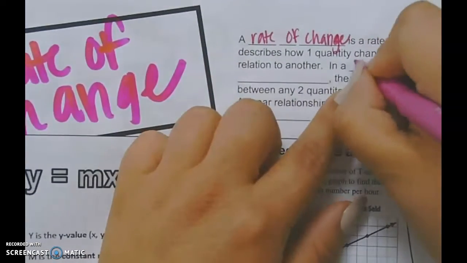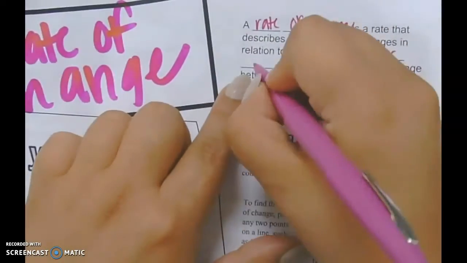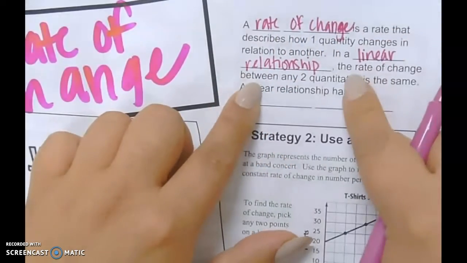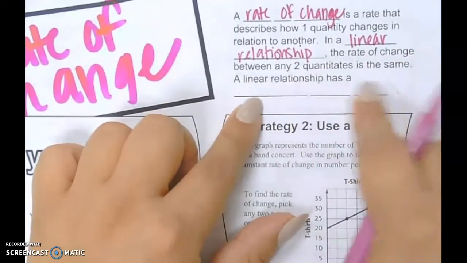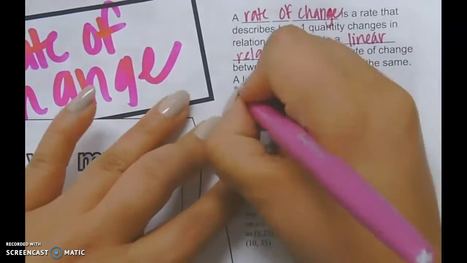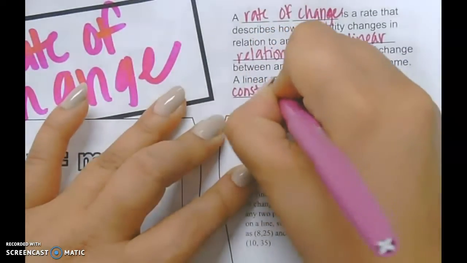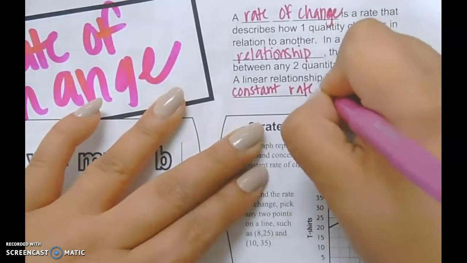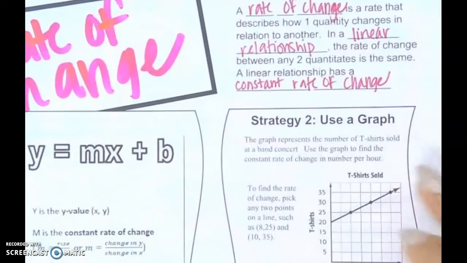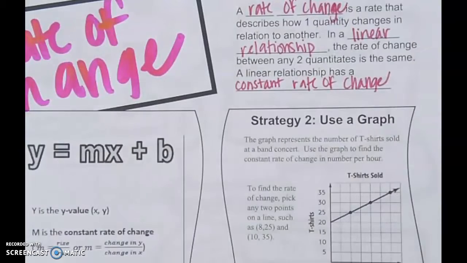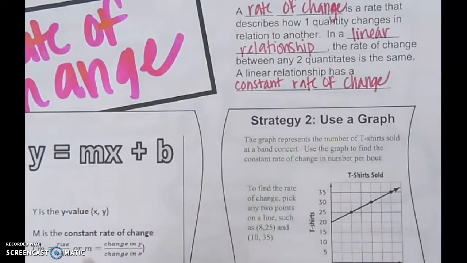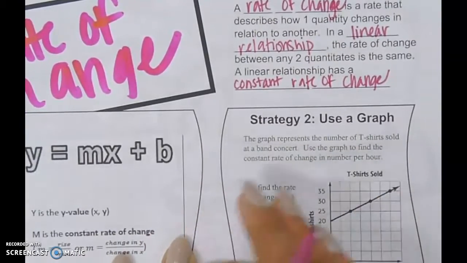In a linear relationship, the rate of change between any two quantities is the same. A linear relationship has a, here we're going to write constant rate of change. Okay, so this is just saying that when we're looking at a line, there's a rate of change, and it's talking about two quantities. That change is the same between two quantities x and y.